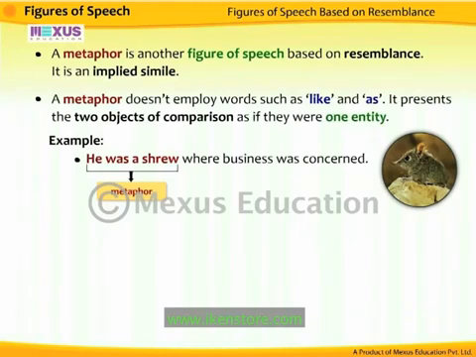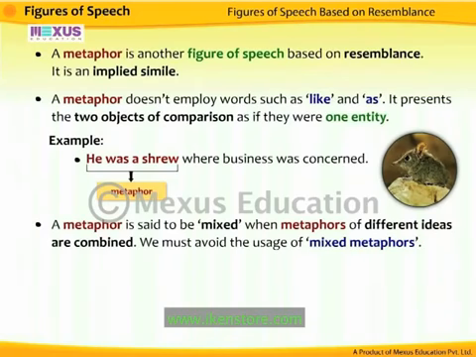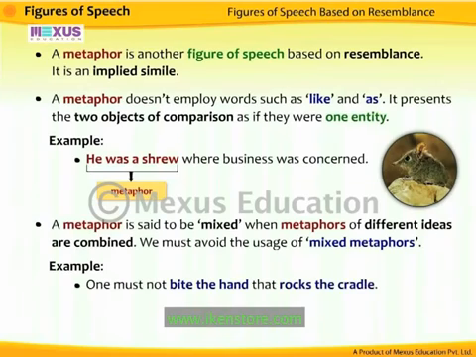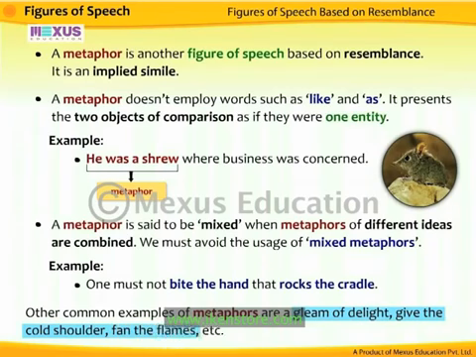It is implied. A metaphor is said to be mixed when metaphors of different ideas are combined. We must avoid the usage of mixed metaphors. For example, one must not bite the hand that rocks the cradle. The metaphors bite the hand and rocks the cradle are mixed together. They convey two separate ideas. Other common examples of metaphors are a gleam of delight, give the cold shoulder, fan the flames, etc.